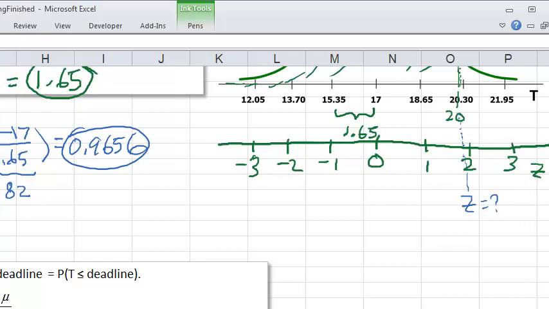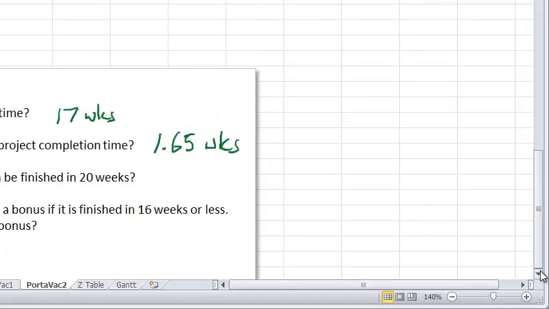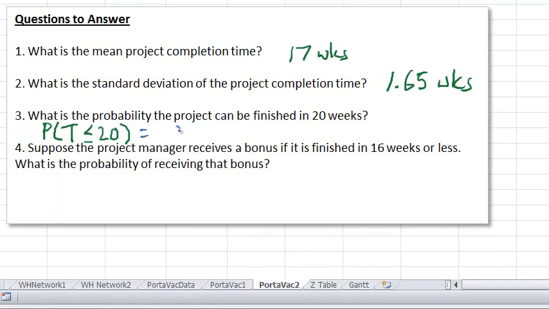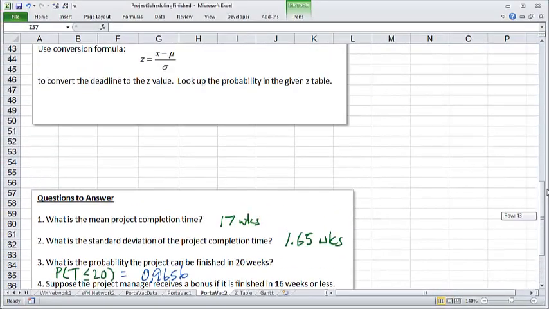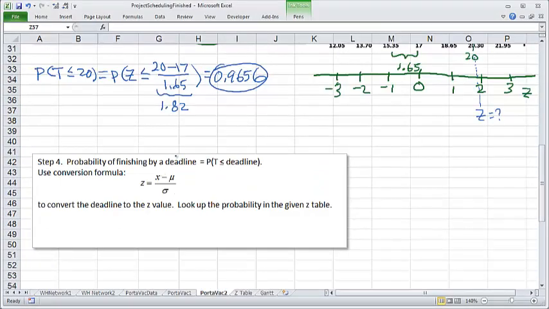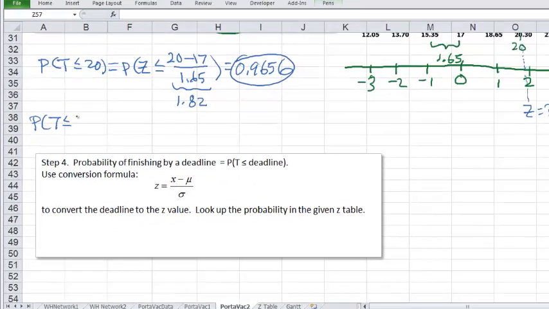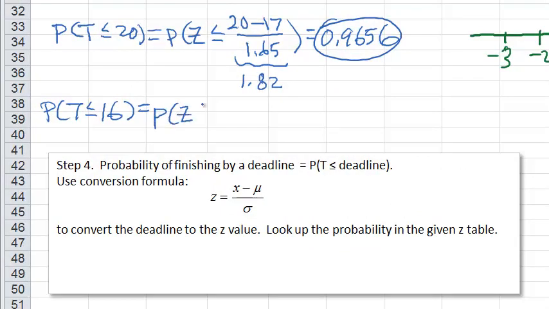Okay, now let's take a look at the next question. The last question. So here we already have 0.9656. Here it says you're going to receive a bonus if you finish extra early, that is in 16 weeks or less. So here we want to know the probability of finishing within 16 weeks. So again, let's do this conversion. 16, that means the z-value is, again, take the original number minus 17 divided by 1.65.